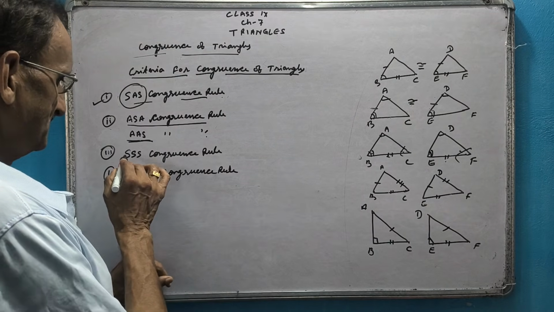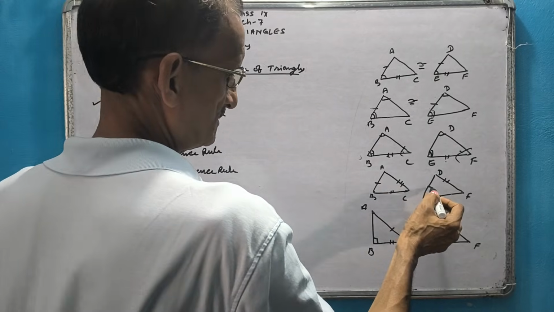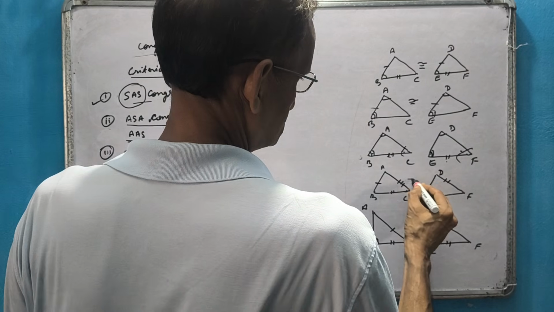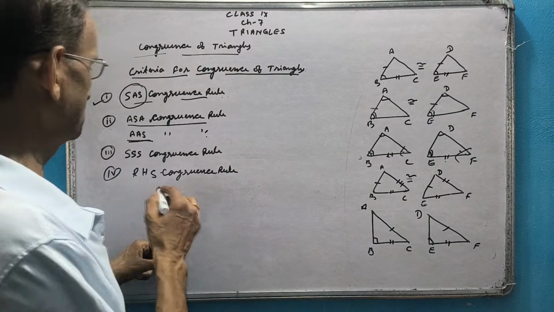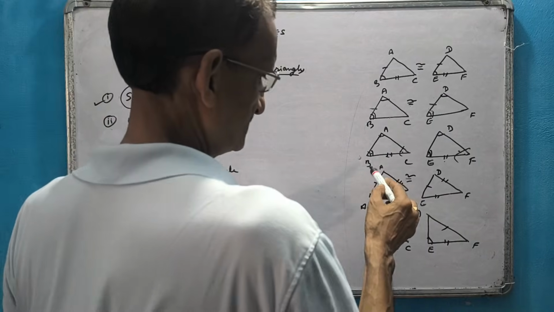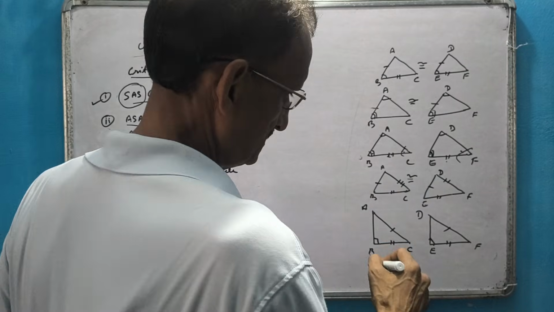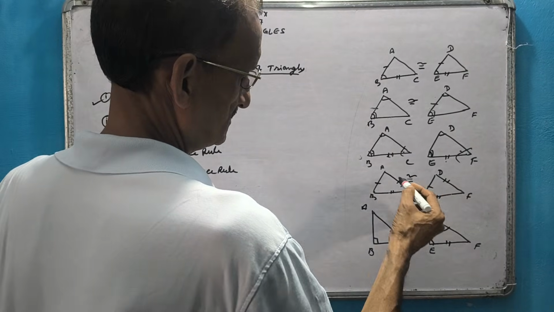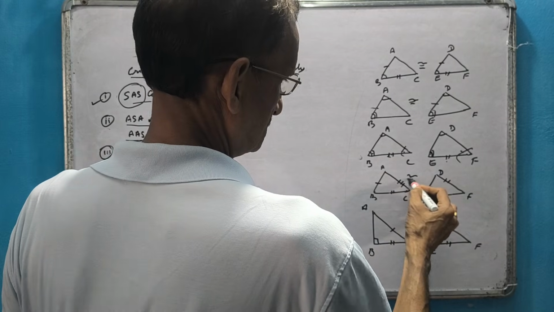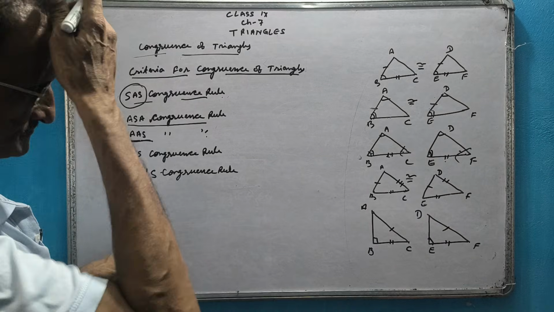Now, third is the side side side congruence rule. Very simple. If three sides of a triangle are equal to three sides of another triangle, then these two triangles will be congruent by SSS congruence rule. That is, in triangle ABC and triangle DEF, if AB equal to DE, BC equal to EF and AC equal to DF, then triangle ABC will be congruent to triangle DEF by SSS. This is simple.